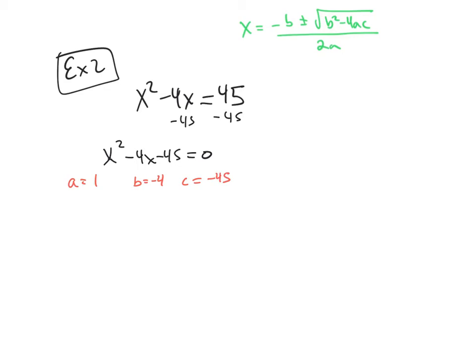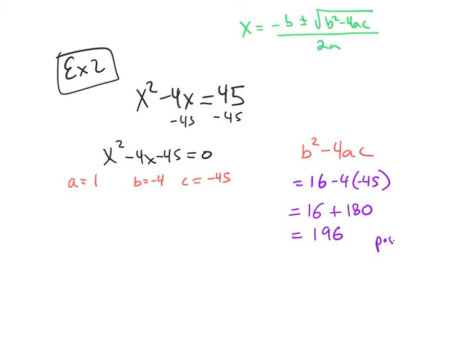From there, I do my discriminant, b squared minus 4ac, which equals b squared is positive 16 minus 4 times, and then I do ac, that would be negative 45, because it's negative 45 times 1. So this is going to be 16 plus, and you could use a calculator here if you wanted to, 180. And that is 196. So it's positive, which means 2 solutions.